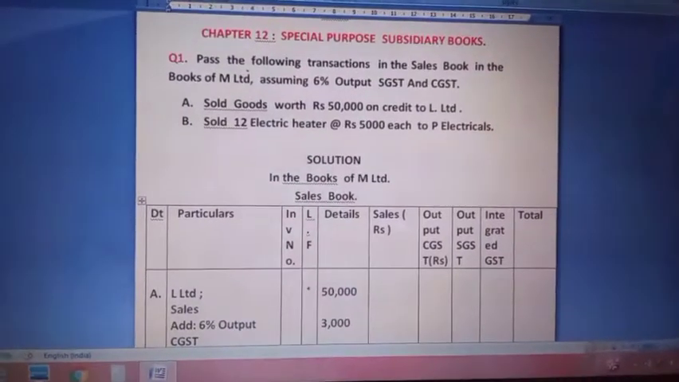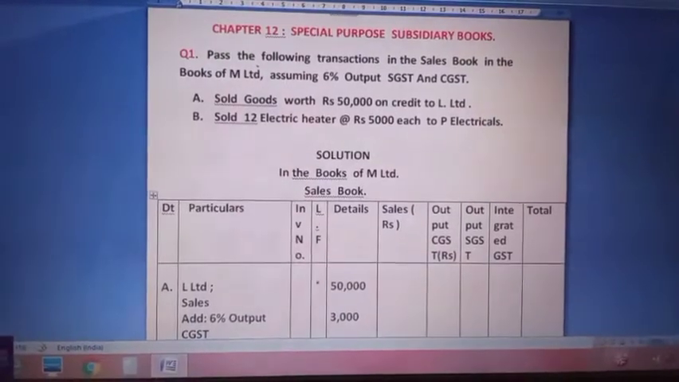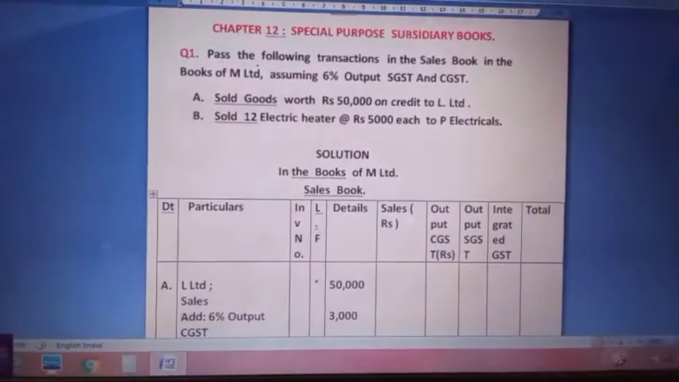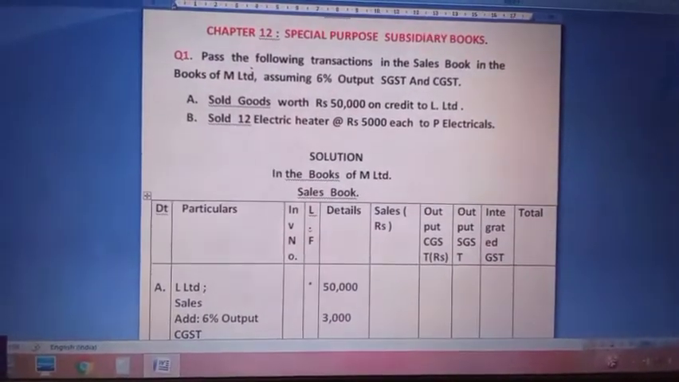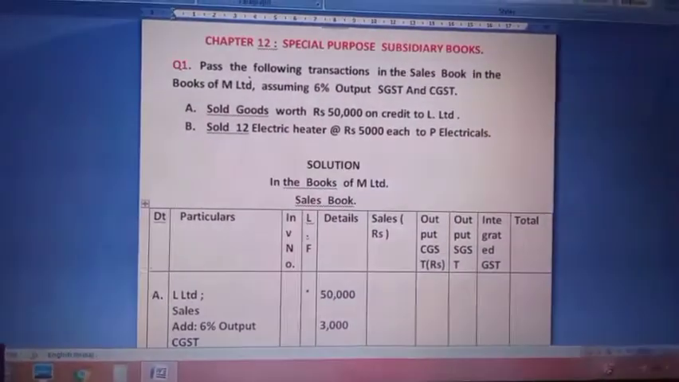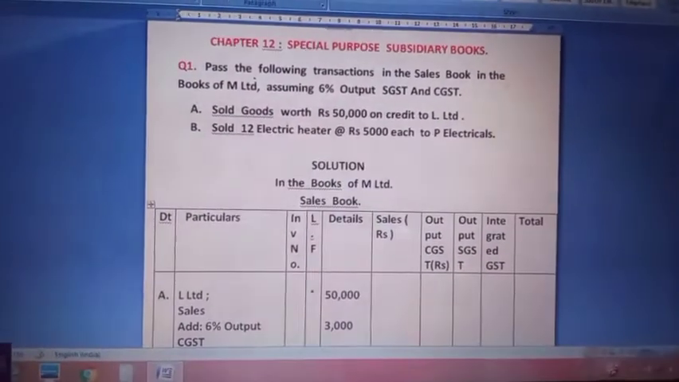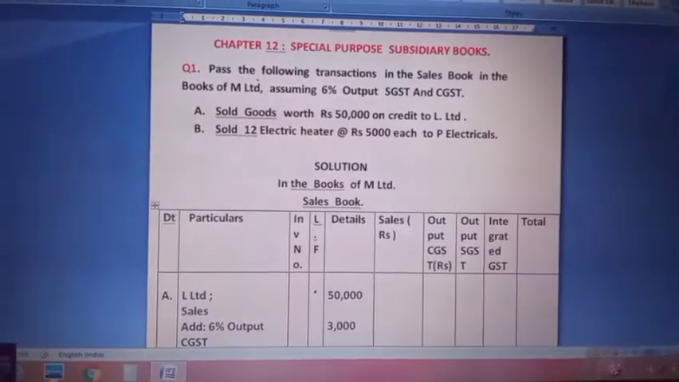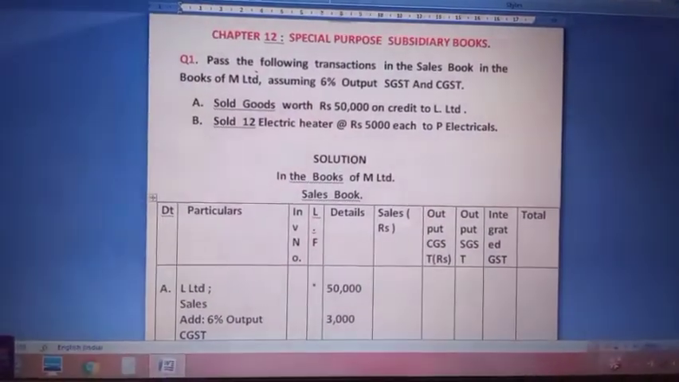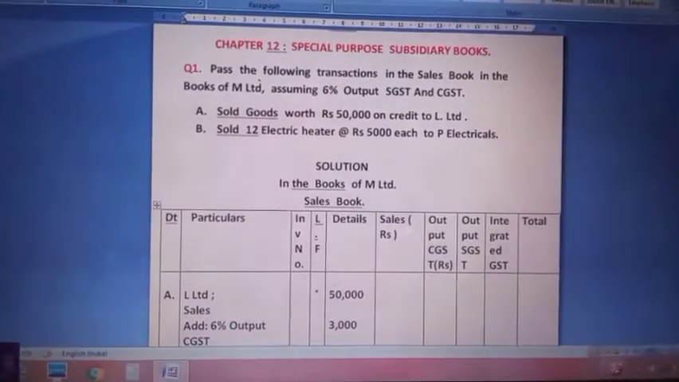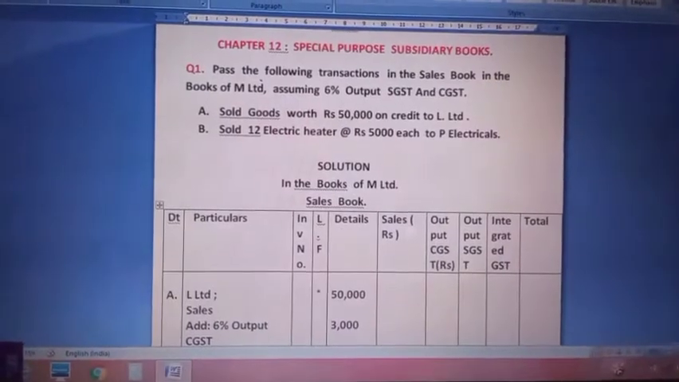Now see children, here I have given you one sum of sales book. The format is the same as purchase book, but the only difference is that here we calculate the output GSTs. In case of purchase book we have input GSTs, and in sales book we calculate output GSTs. Here it is asked that you calculate using 6% output SGST and CGST.